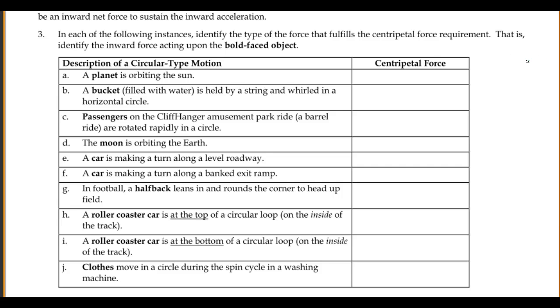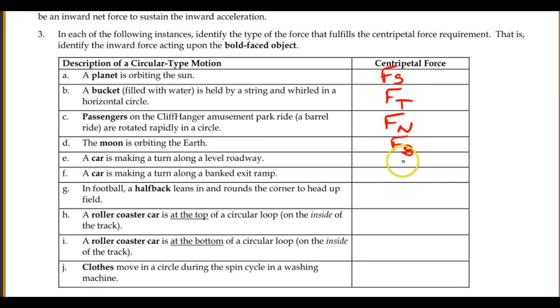For a planet orbiting the sun, it's the sun's gravity that pulls the planet in the circle. Okay, we swing a bucket over our heads. The bucket is attached to a string, so that's going to be a tension force. Passengers on the cliffhanger amusement park ride: the wall of the ride is what's going to push on them toward the center. That's a normal force. The moon and the earth, we're back to gravity. The Earth's gravitational field reaches out at the moon, and vice versa.